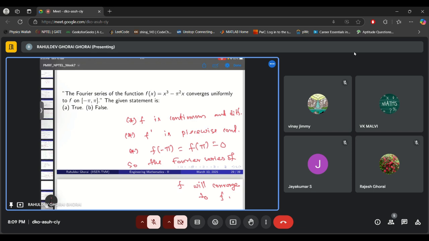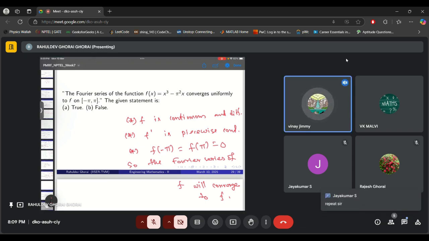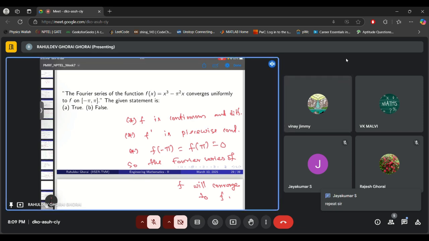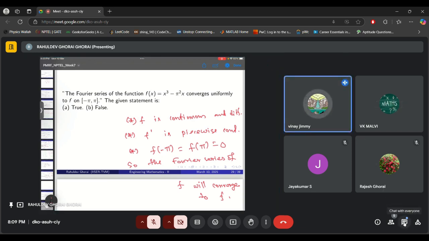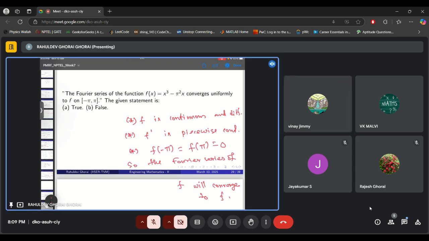What is the problem? Piecewise continuity does not imply continuity, but continuity implies piecewise continuity. There's not one problem. So these three conditions are basic conditions, sir. The function is satisfying these conditions also. Okay, so that's why it is converging, sir. It will uniformly converge. Okay. Okay, sir.